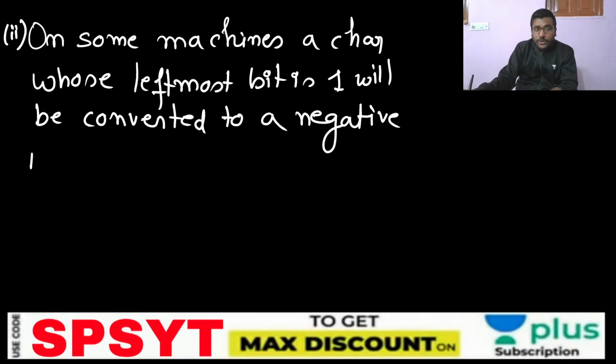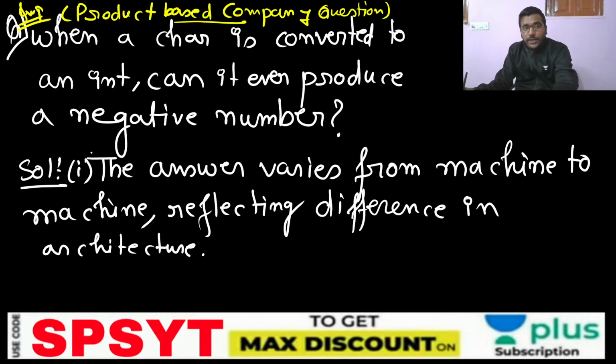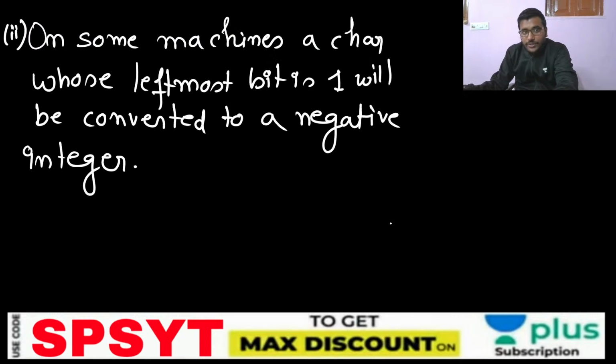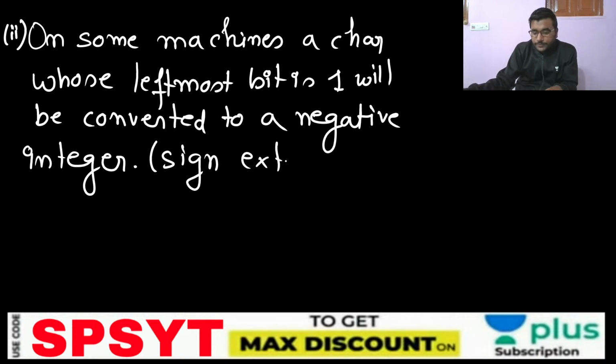It is very, very important, and this kind of question they will ask in product based companies. So when a char is converted to an int, can it ever produce a negative integer? The answer varies from machine to machine, reflecting differences in architecture. On some machines, a char whose leftmost bit is 1 will be converted to a negative integer. That is called sign extension. It is called sign because the 1 in the leftmost bit is used to indicate a negative number.